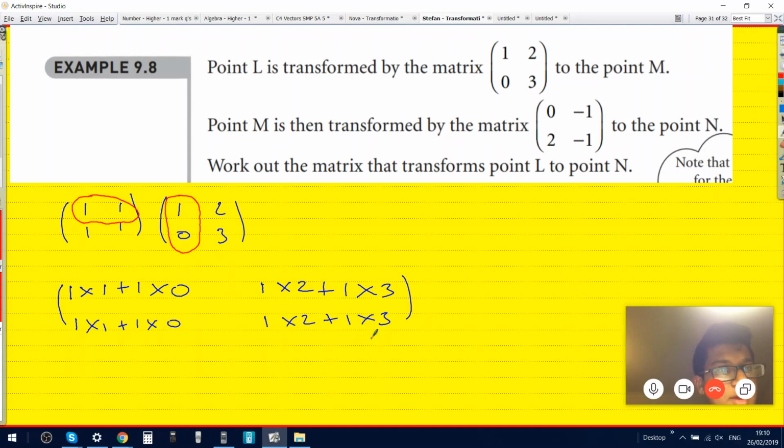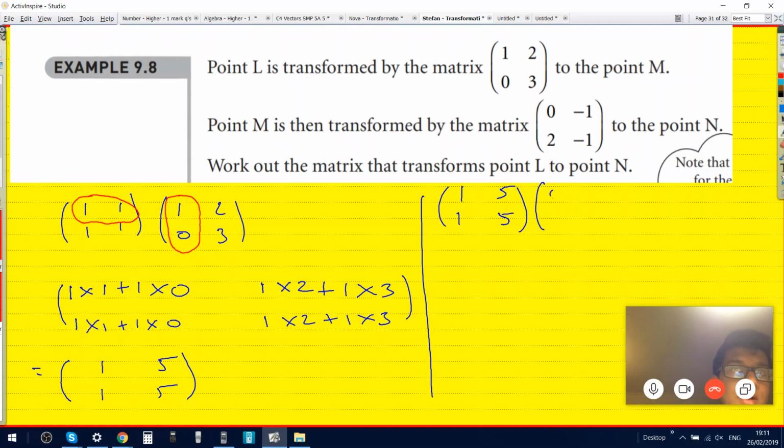So after the transformation, shall I simplify this? Yeah, so we've got 1, 5, then 1, 5. So that's after the first transformation. Now about the next one. Then you have to multiply the answer we got by 0, minus 1, and then 2, minus 1.